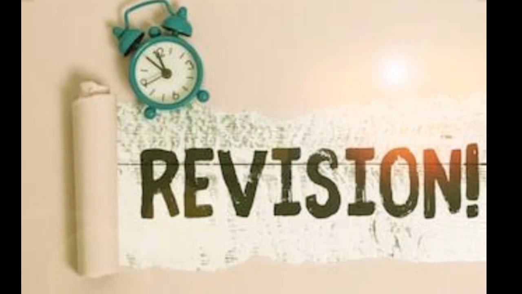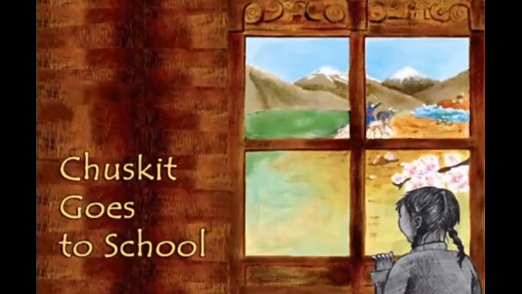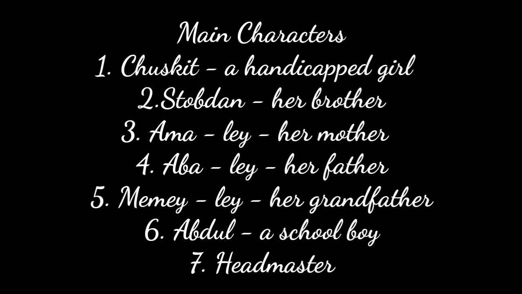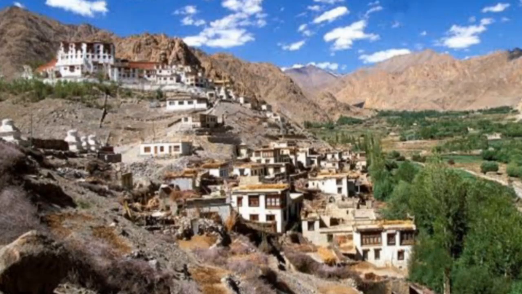Today we are going to revise the first lesson of your English textbook titled Chuskit Goes to School. In this story, the main characters are Chuskit, a handicapped girl, Steuben, her brother, Amale, her mother, Abale, her father, Mimile, her grandfather, Abdul, a schoolboy, and the headmaster. It is a village of Ladakh. It tells many things about life in Ladakh in beautiful words, children.